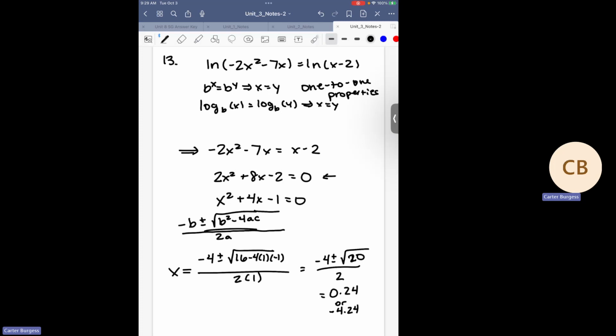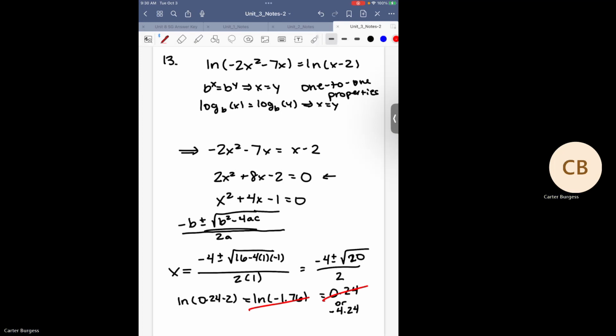Unfortunately not. Unfortunately, we also need to check to see, are what we have here actually solutions or are they extraneous? So taking these and plugging them into my function, easiest one to plug them into is going to be x minus 2. And unfortunately, the ln of 0.24 minus 2 is equal to the ln of negative 1.76. Which does not work. And so this cannot be a solution.